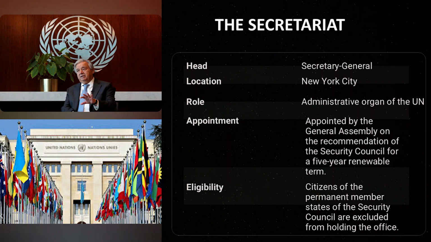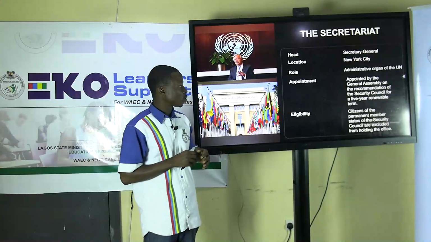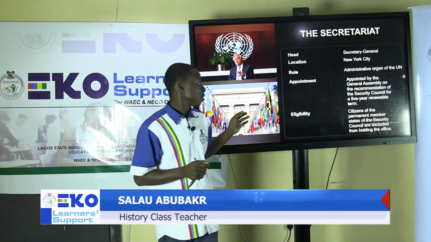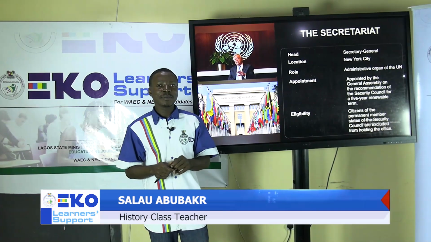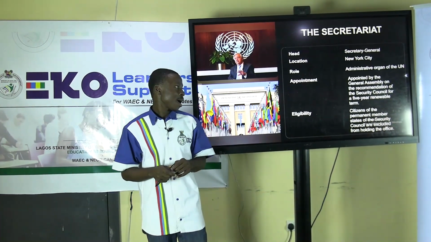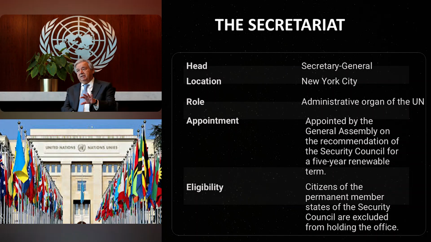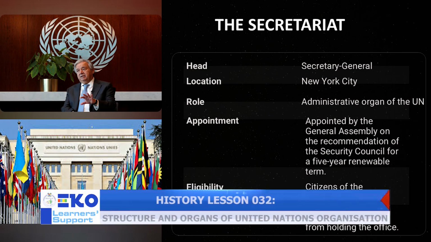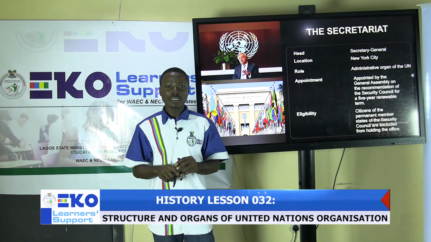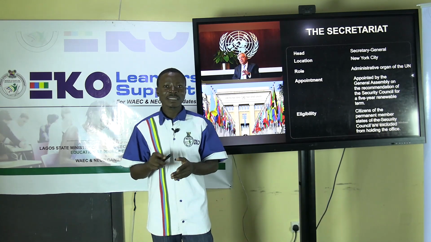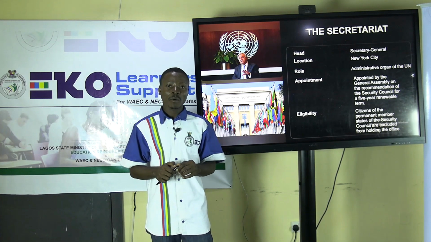They carry out all the administrative functions of the organization, and the appointment of the head and other important positions within the Secretariat is done by the General Assembly. It is important to know that the office of the Secretary General cannot be occupied by any citizen of a member state of the 5 permanent members of the Security Council, which means any citizen from the United States, Britain, France, China, or Russia can never become the Secretary General.